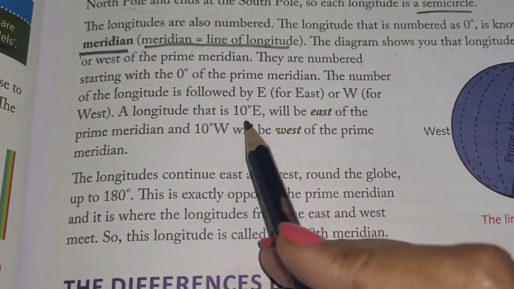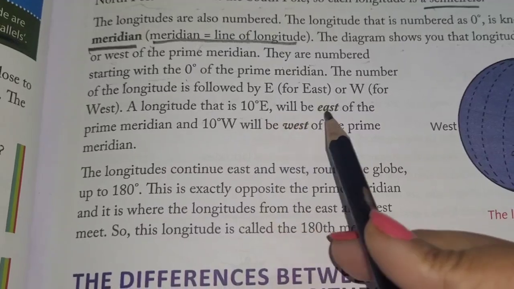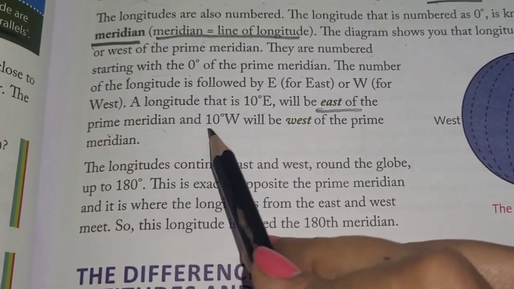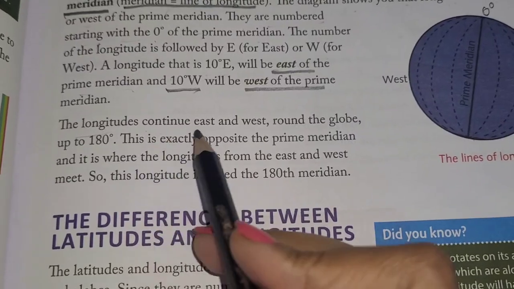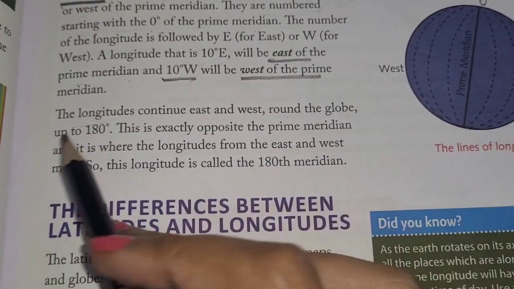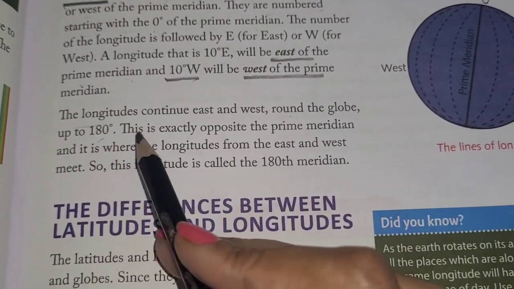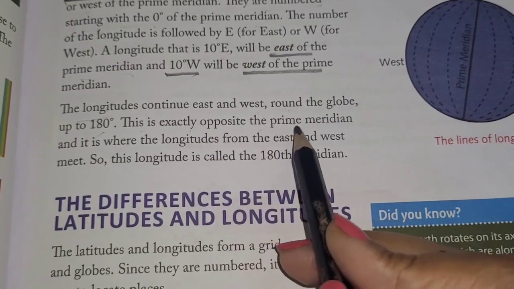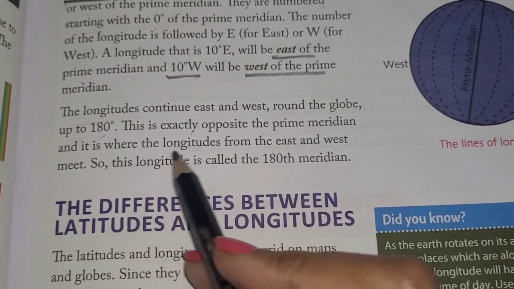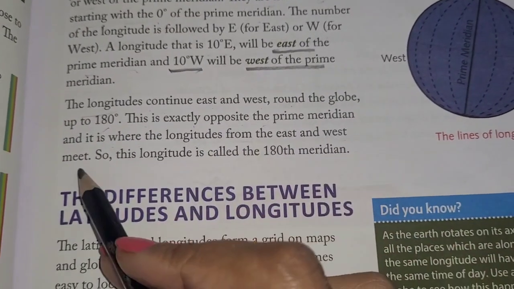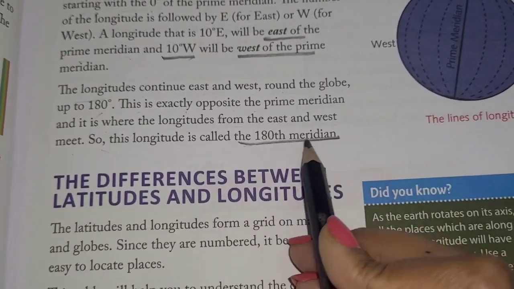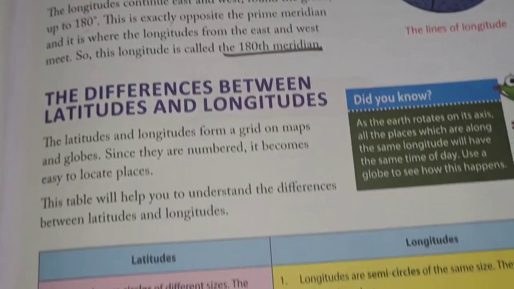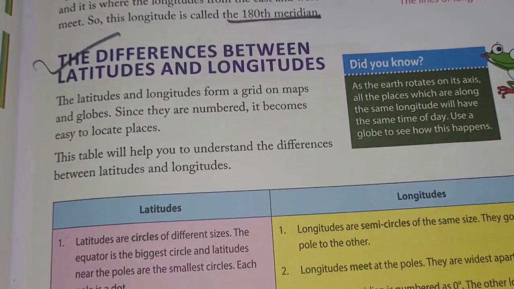A longitude that is 10 degree east will be east of the prime meridian and 10 degree west will be west of it. The longitudes continue east and west round the globe up to 180 degree. This is exactly opposite the prime meridian and it is where the longitudes from the east and west meet. So this longitude is called the 180th meridian. এটাকে 180th meridian ও বলা হয়.